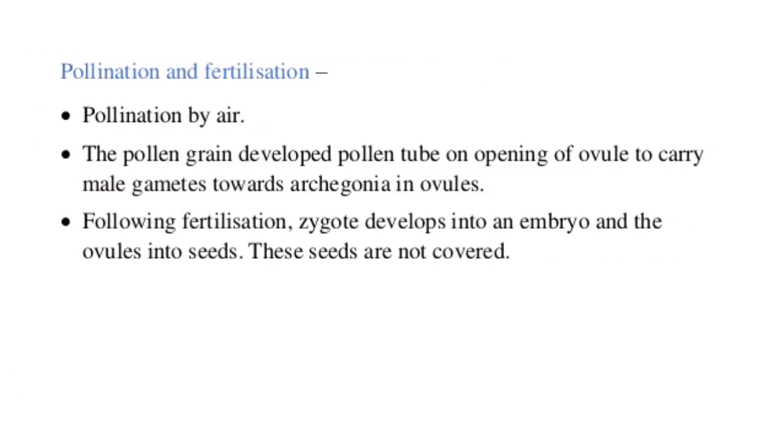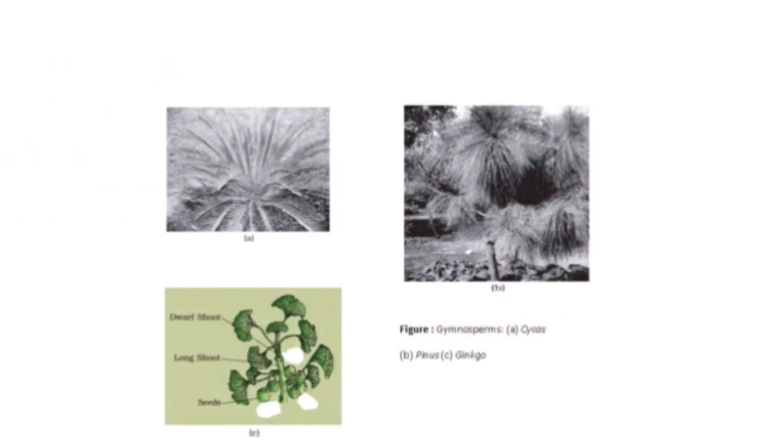Pollination and fertilization. Pollination is by air. The pollen grain develops a pollen tube on opening of the ovule to carry the male gamete towards the archegonia in the ovules. Following fertilization, the zygote develops into an embryo and the ovules into seeds. These seeds are not covered.